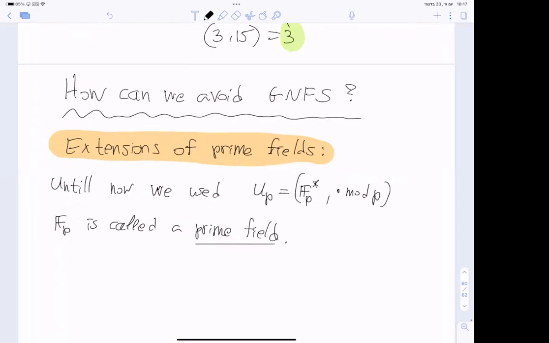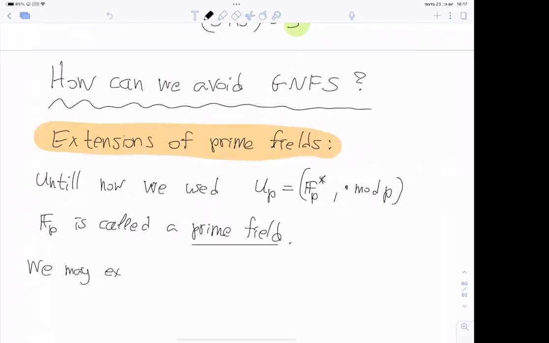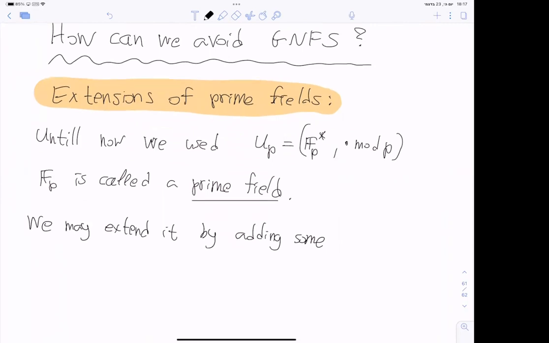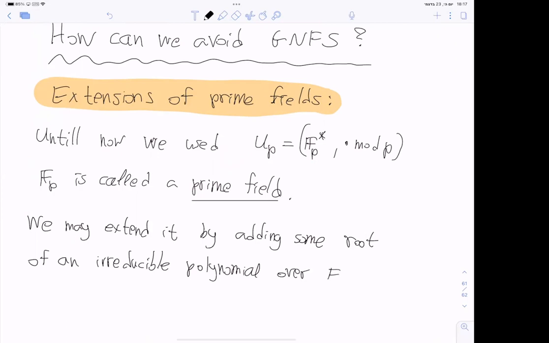We may extend it by adding some root of an irreducible polynomial over F_q. And this is what I think I want you to do in your project. By the way, I talked to Tomer, there is no problem that you do it the three of you together. So what do I mean by extending a prime field?